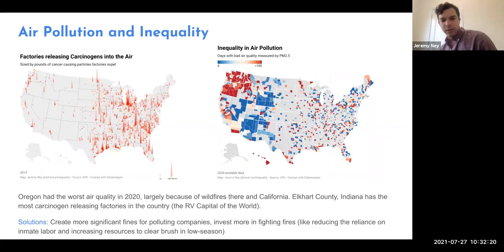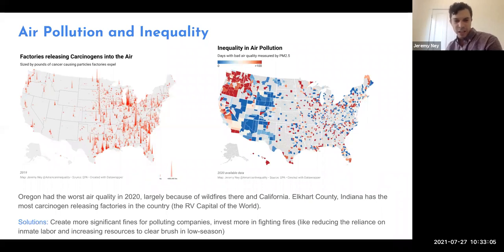Here, this article I focused on air pollution and inequality. What you'll see on the left is every single US factory that releases cancer-causing particles into the air, and each spike is based off of how many pounds of cancer-causing particles they expel into the air. This is EPA data, and the EPA is, I think, one of the funniest government agency databases that I've interacted with, because they bury this data so incredibly deeply on their website, and if you Google it, you can't find it. You just need to follow a maze through their site, and then you can find all of these violations that these companies have and how many cancer-causing particles they're spewing into the air.